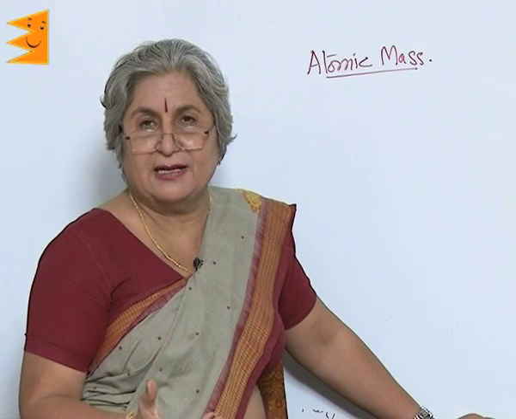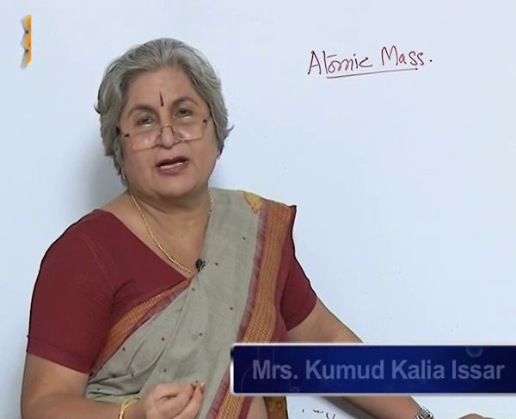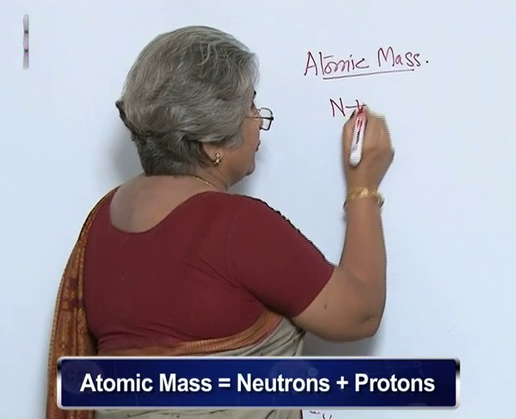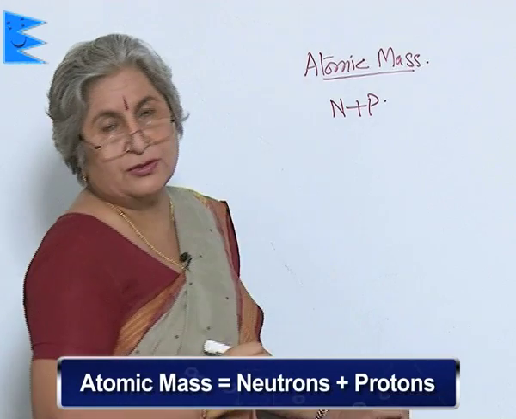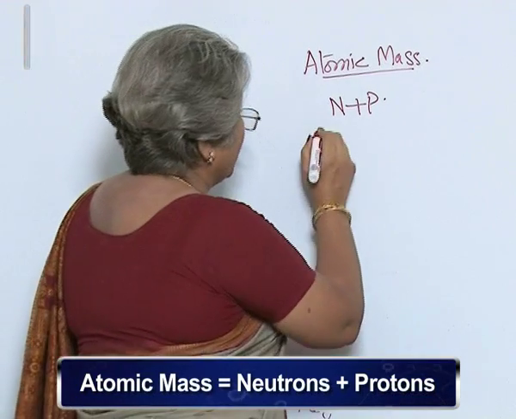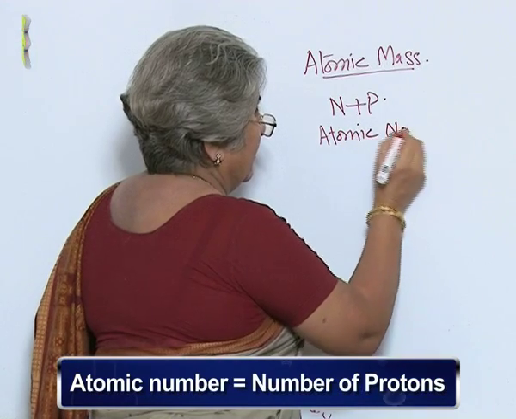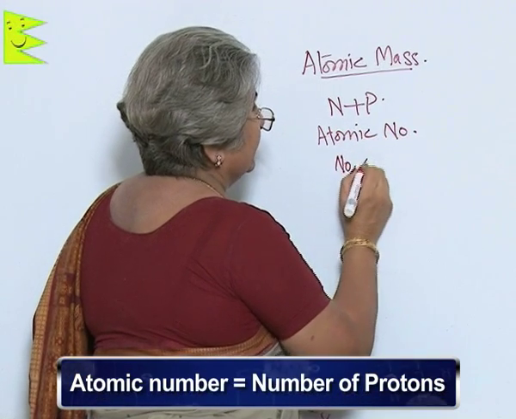Now, we have just learned that the mass of an electron is very less. It is almost negligible, 1 by 1837. So, from where does the mass of an atom come? From protons and neutrons. So, atomic mass is equal to the number of neutrons plus protons. And what is atomic number? Atomic number is the number of protons.